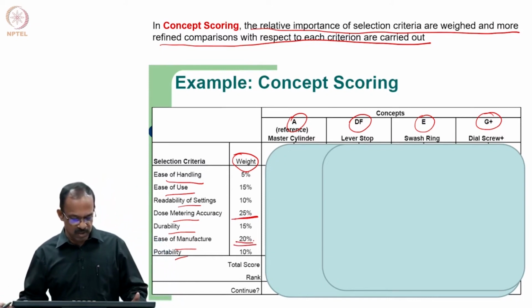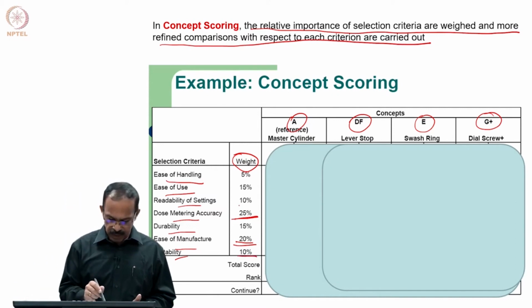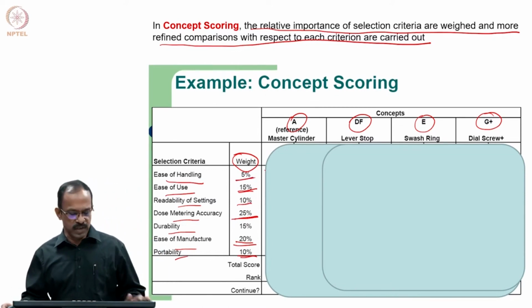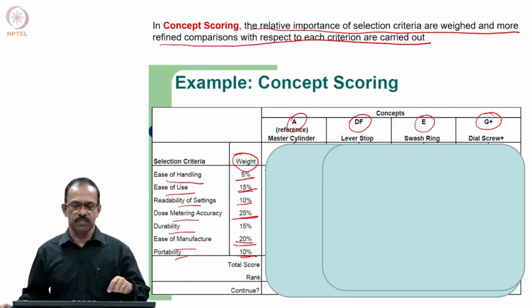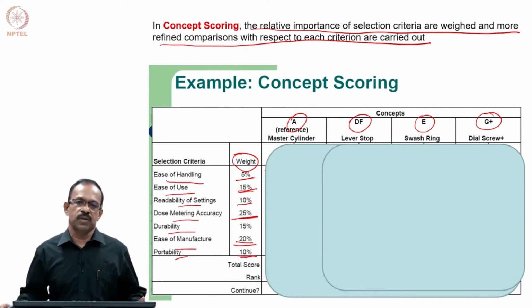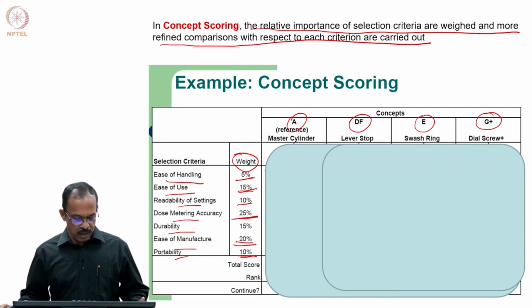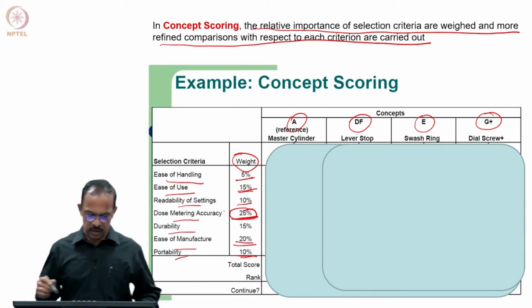So, we put it as the next weightage. Then we have the ease of use as the next one, then portability, readability, and then finally the ease of handling. So, we give this weightage. The total weightage, 100, is the total. So, you actually divide them and give them weightage based on the design team's understanding. Now, you can see this is the highest weightage, dose metering accuracy.